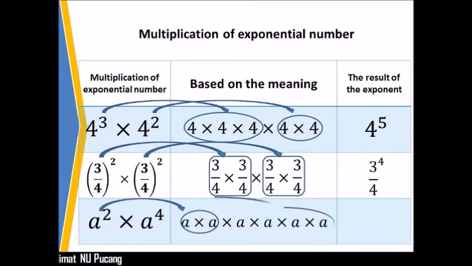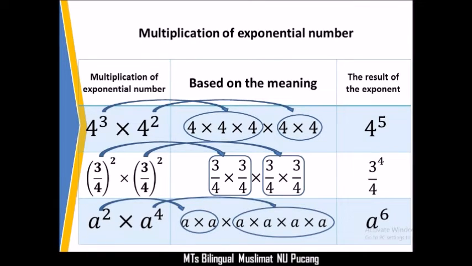The last multiplication of exponential numbers: a to the power of 2 times a to the power of 4. Based on the meaning, a 2 times in a multiplication times a 4 times in a multiplication. So the result is a to the power of 6.